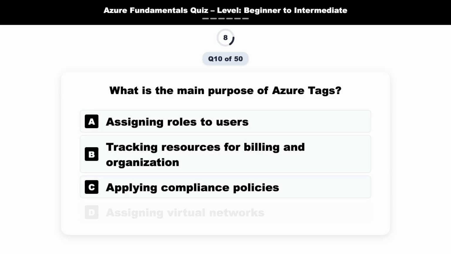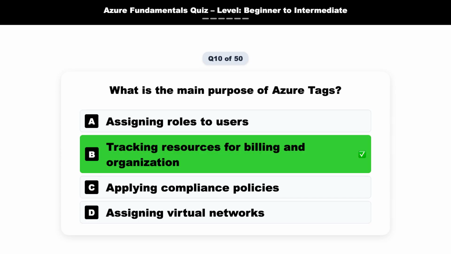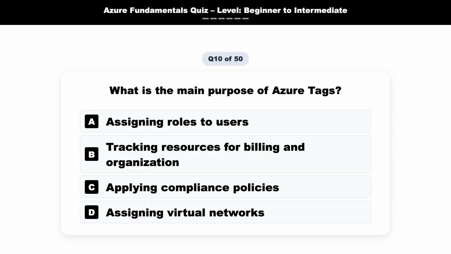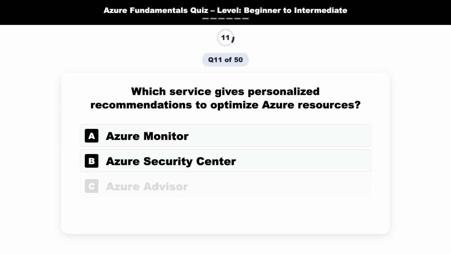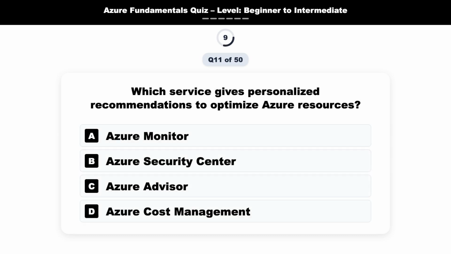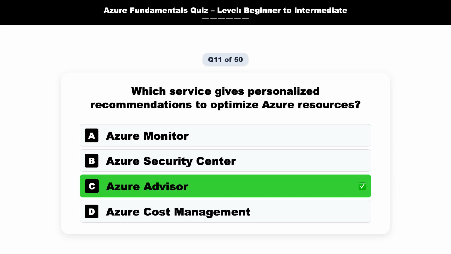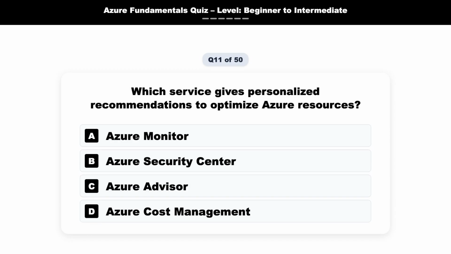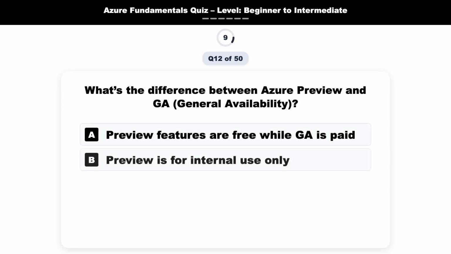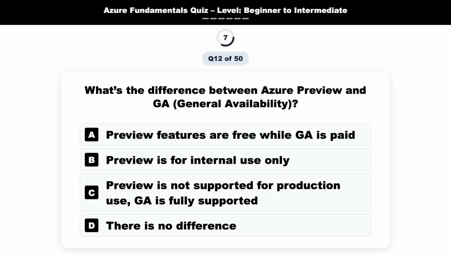Question 10. What is the main purpose of Azure tags? Question 11. Which service gives personalized recommendations to optimize Azure resources? Question 12. What's the difference between Azure Preview and GA?